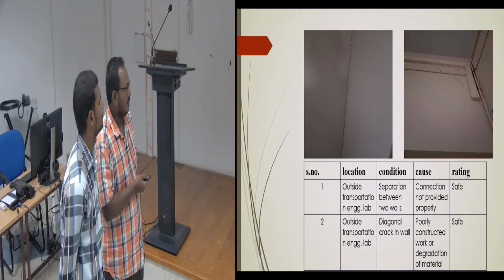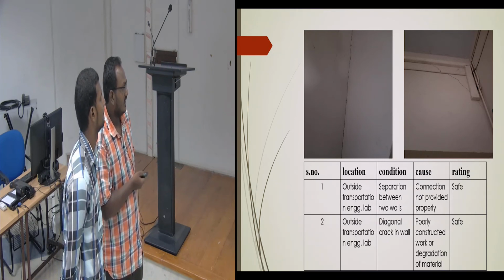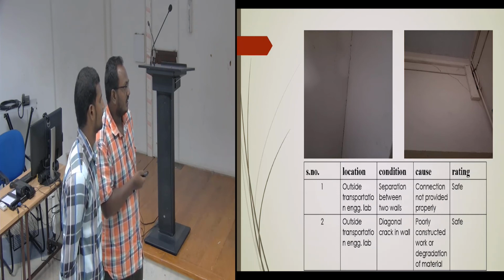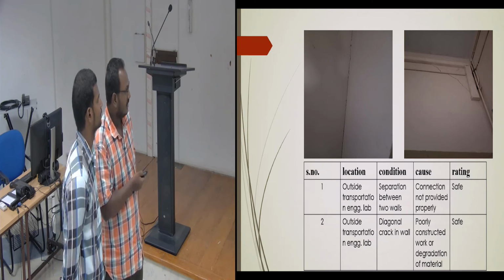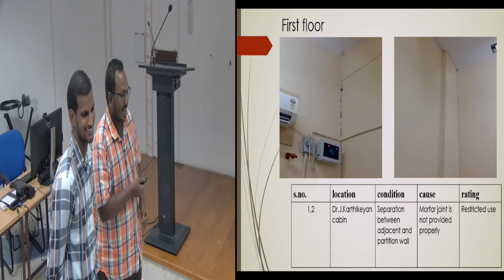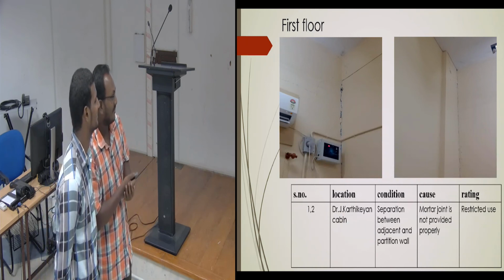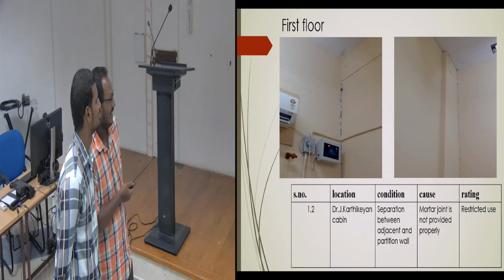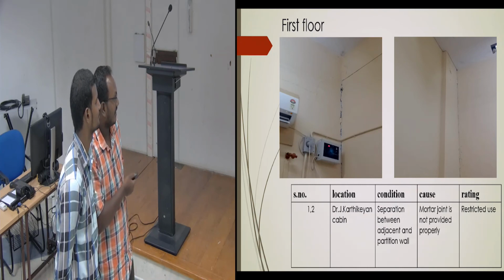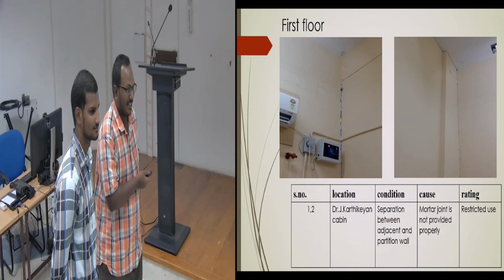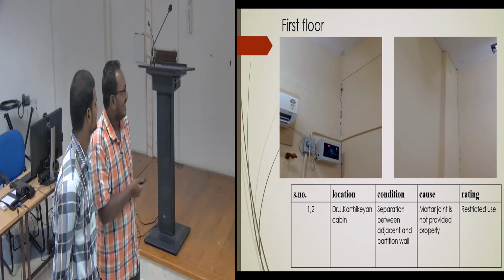This is due to poor construction work and degradation of materials. Diagonal cracks in the wall. It is outside the engineering laboratory. This is your cabin, sir. You have given us more details about that. After construction, after long years, there is a partition of the wall. Partition wall is there, and that is because of that.